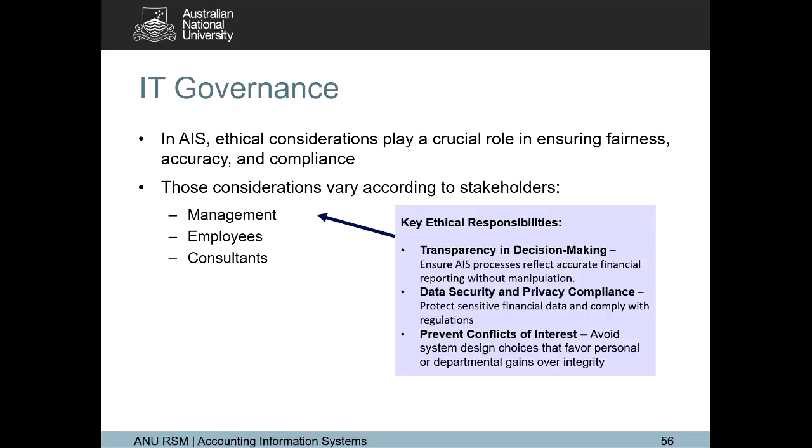Yeah, transparency in decision making, yeah, and data security and privacy compliance. They must be able to protect sensitive financial data and comply with the regulation. Knowing what they know, they might not choose to comply, yeah, and you wouldn't know because you do not have that kind of access to the data or information, yeah. Prevent conflicts of interest. Avoid system design choices that favor personal or departmental gains over integrity. You need to be fair. You need to be transparent. You need to be ethical in your system design process. All right?